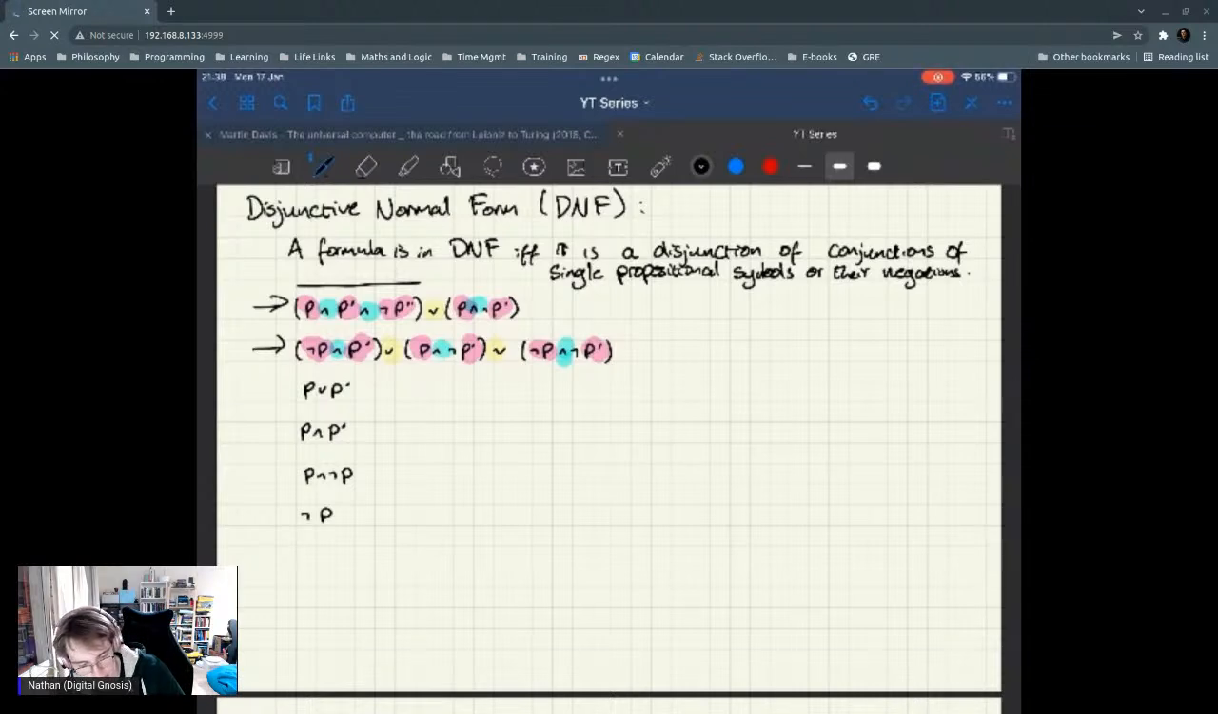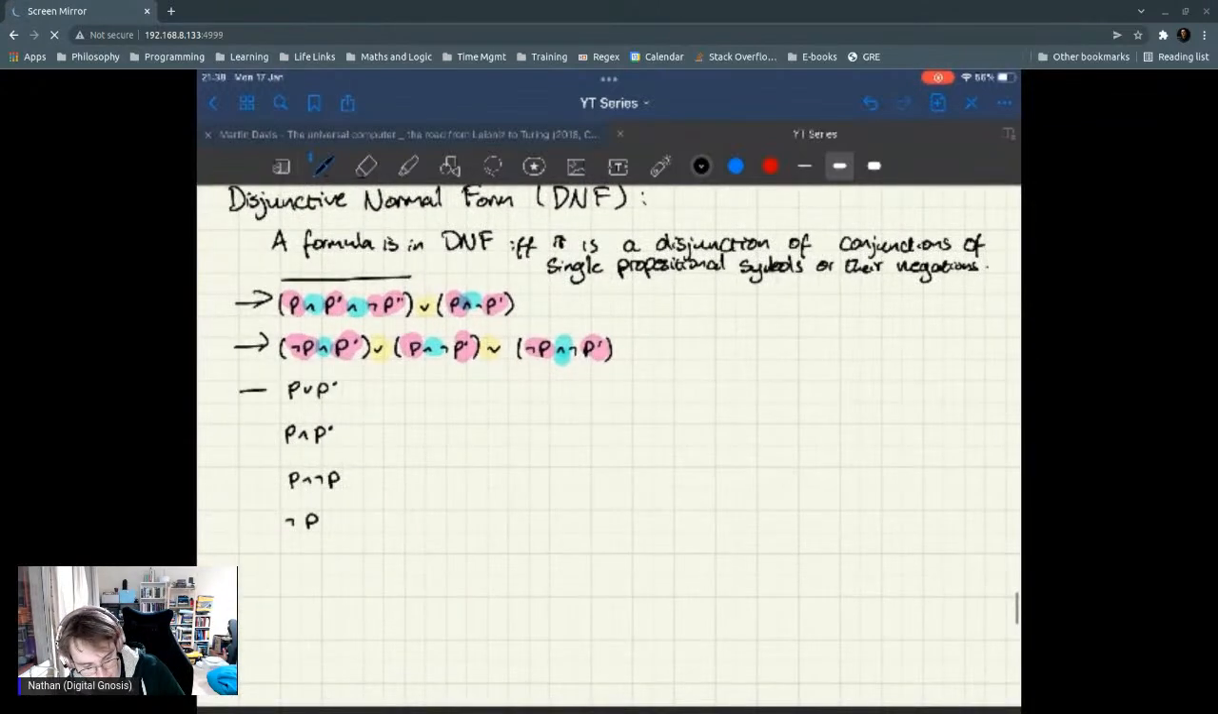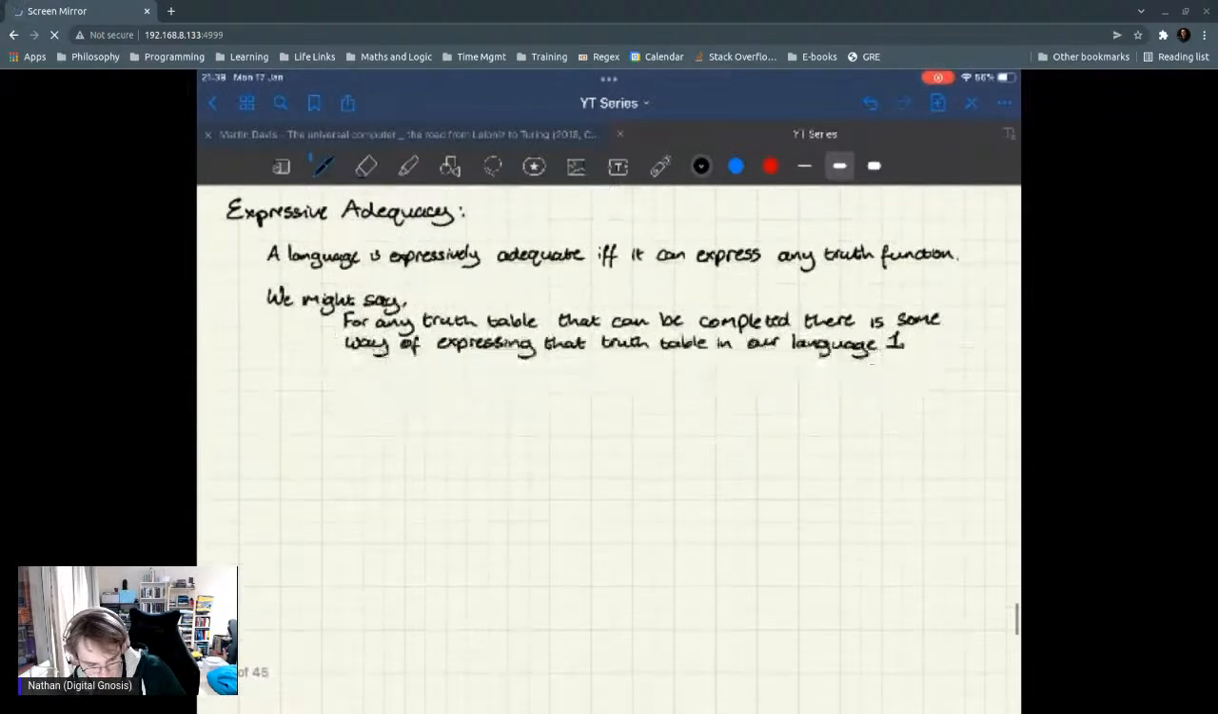Other interesting cases, P or P dash, that is also going to be in DNF. P and P dash, that's in DNF. P and not P dash, that's in DNF. And the reason I say that this one is interesting is because you'll notice that these are the same sentence letters. So that's actually an outright contradiction. So the truth table for that, everything is going to come out false, basically. And then in this case, not P just on its own, or I suppose P just on its own as well. Both of those would be in DNF also.